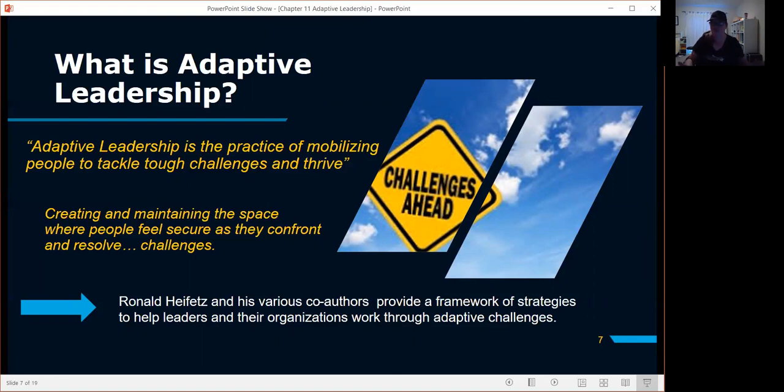According to our authors, it's somebody who's creating this space and this environment where people can come together and work on and solve these adaptive challenges. So it's not somebody who's telling people what to do as much as someone who's creating a space for work to be done. Our authors provide a framework in all of their writings, a framework of strategies to help leaders and organizations work through these adaptive challenges. Our textbook had 6 of them. These other books have many more than that. I'm going to go through a few of them that I really thought were impactful to me.